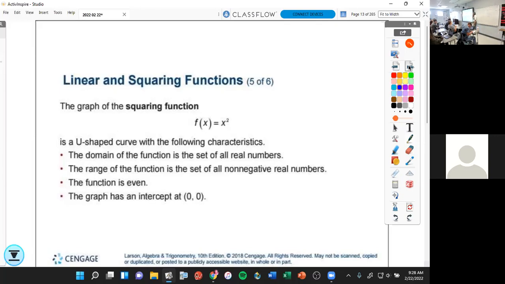The function is even. What's that mean? If a function is even, it's not odd, correct? What's it mean for a function to be even?